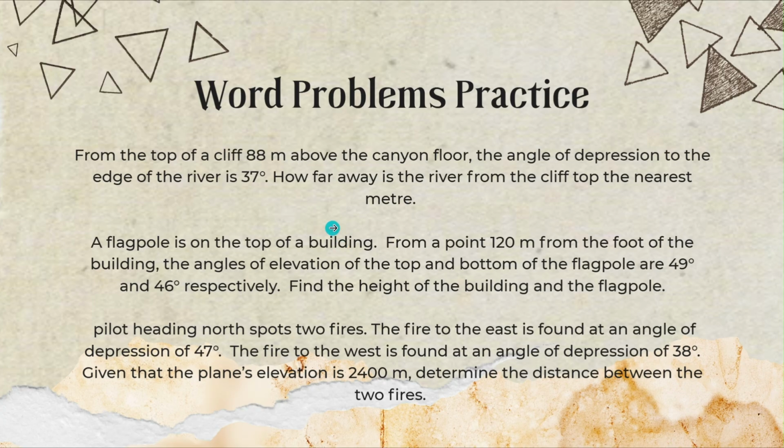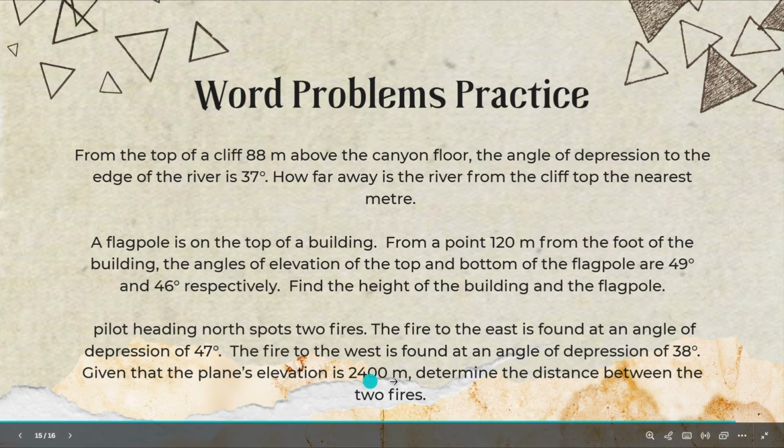And lastly, let's read the last question. There's a pilot that's heading north to spot two fires. The fire to the east is found at an angle of depression of 47. The fire to the west is found at an angle of depression of 38. Given that the plane's elevation is 2400 meters, determine the distance between the two fires.